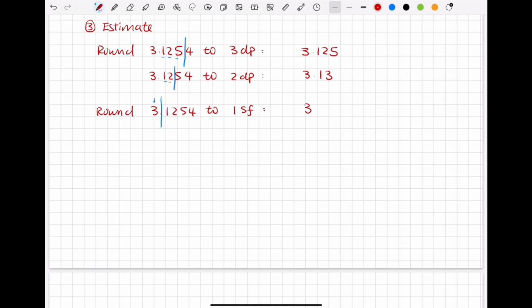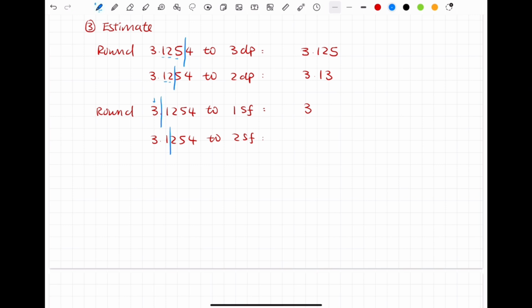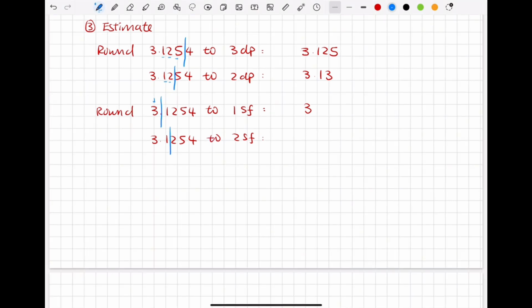If we wanted to round this number to 2 SF, then we will look at the first two digits, which is 3.1. Well, 2 is smaller than 4, therefore this number stays the same.